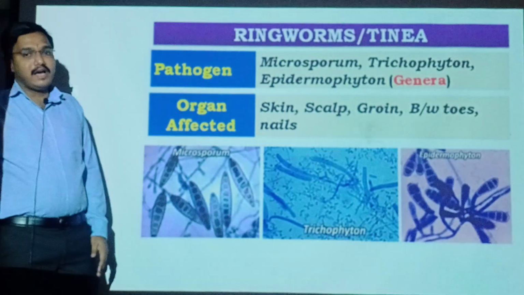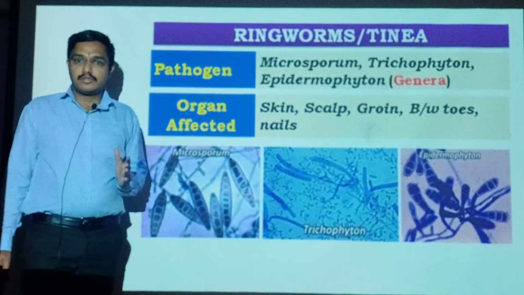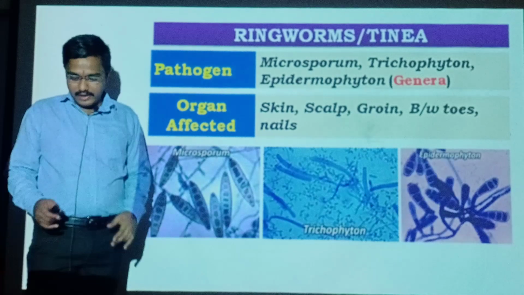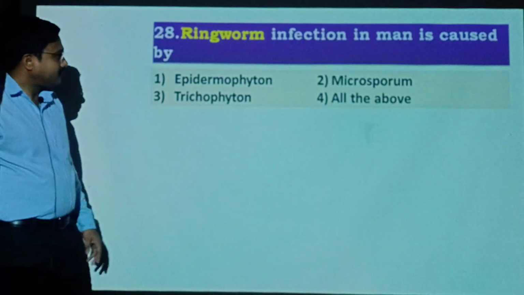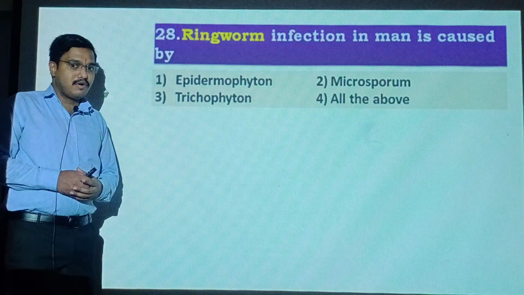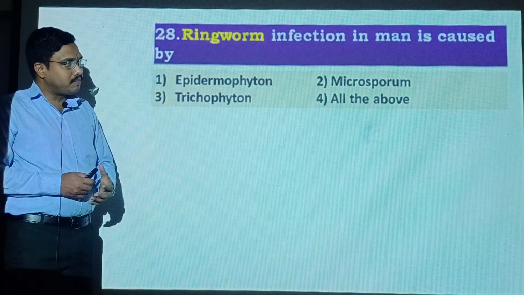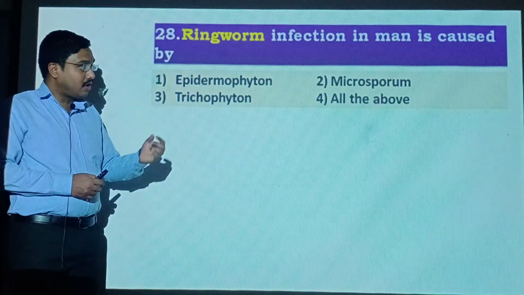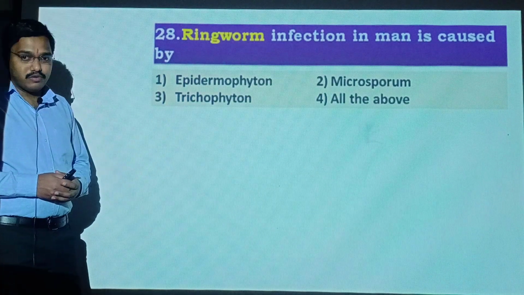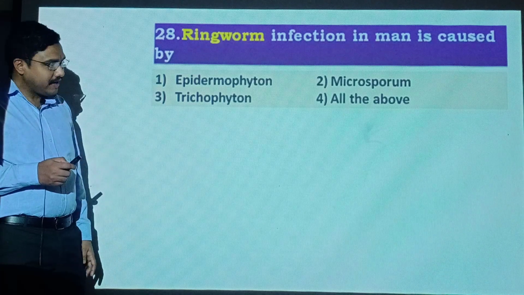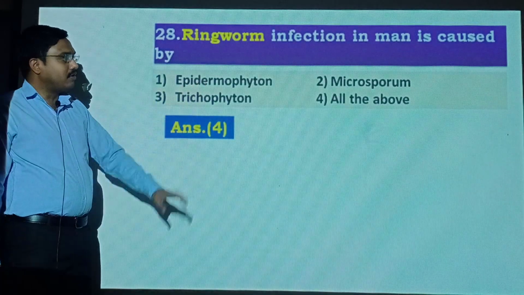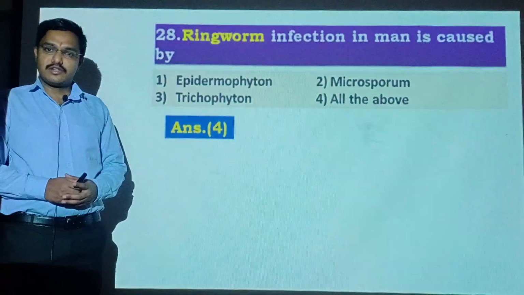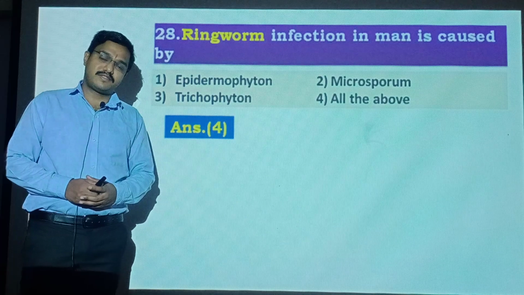Epidermophyton. They are the 3 genera causing ringworms. Okay, now tell me the answer. Option 1 Epidermophyton, option 2 Microsporum, option 3 Trichophyton, option 4 all the above. Yes, right answer is option 4 all the above. These 3 genera of fungi cause ringworms.